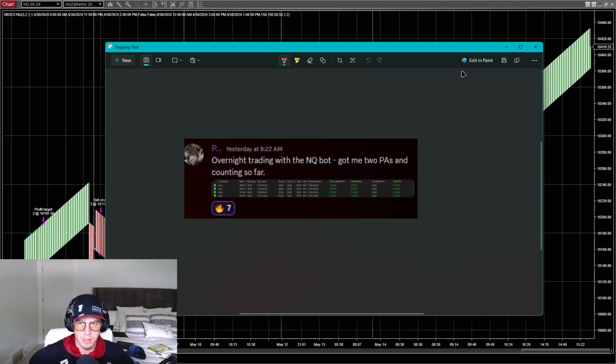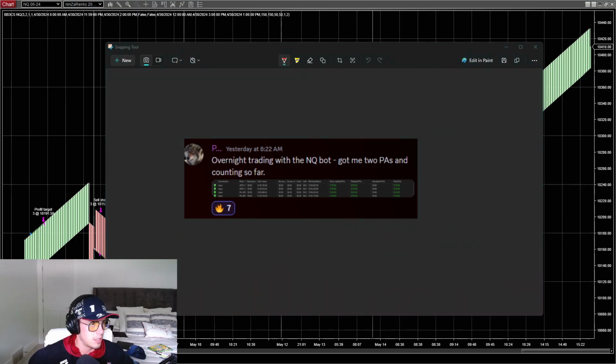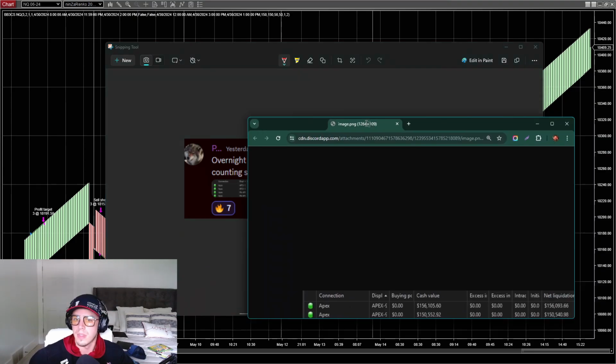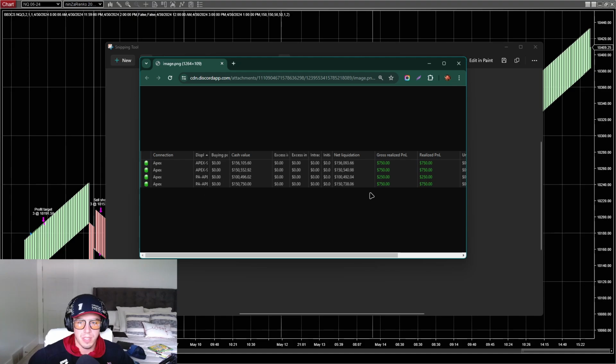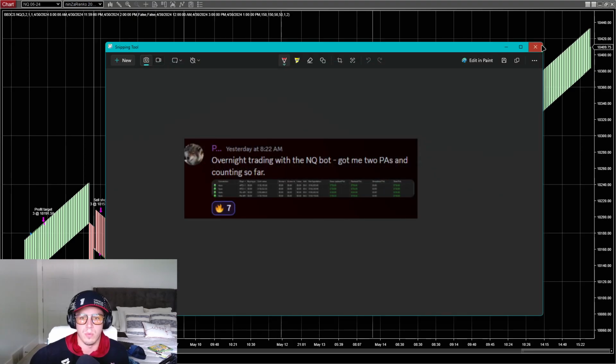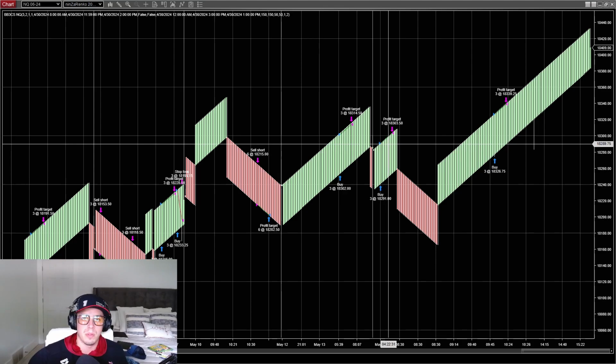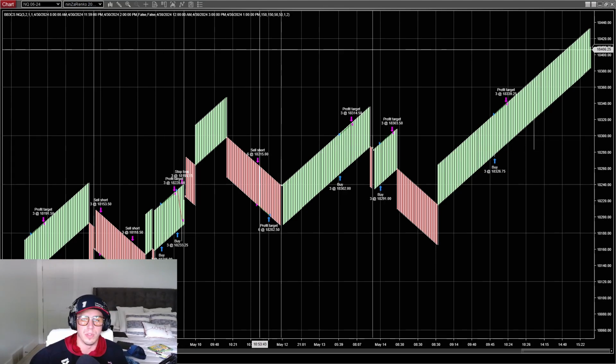It's kind of blurry. He's up 750. Let's see if I can open it here. Up 750 on these new evals. So he's up 6K on this eval. Just started that one, looks like. And then these are both PAs. Okay. So working very well so far for him. And we're going to be talking about how I would execute the overnight NQ.